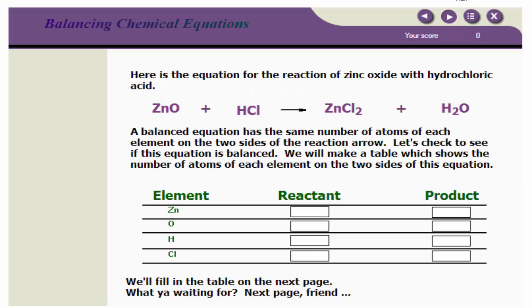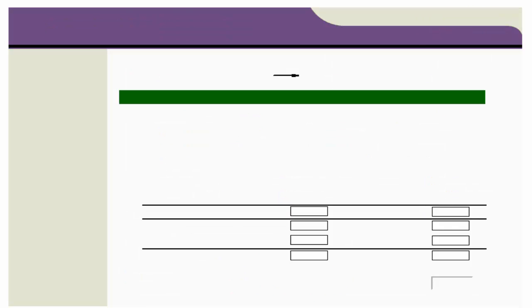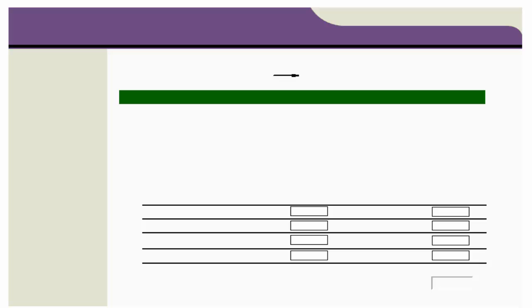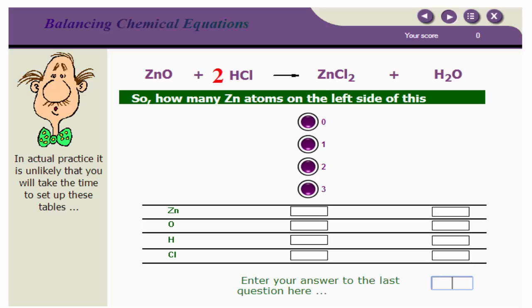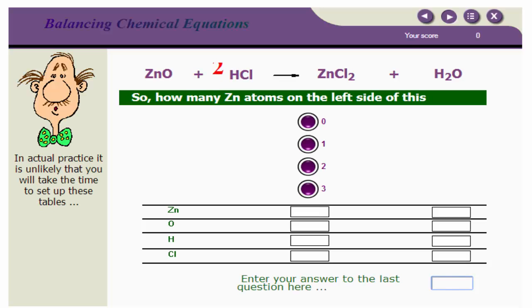So, here's an equation for the reaction of zinc oxide reacting with hydrochloric acid to form zinc chloride and water. It is not balanced. I'll show you. So, how many zinc atoms on the left side? Let's ignore that 2 there for now. That's not supposed to be there at the moment.